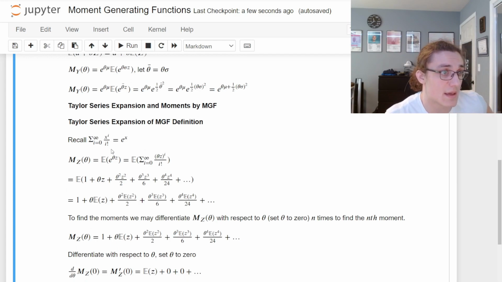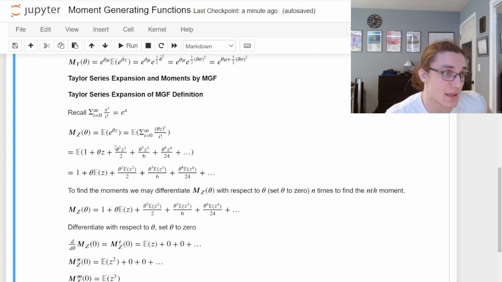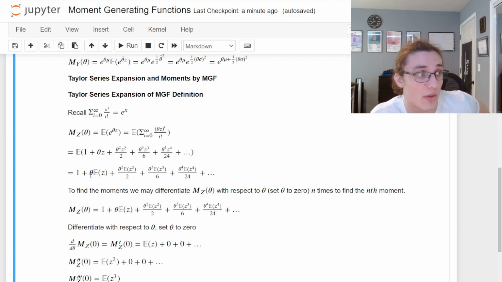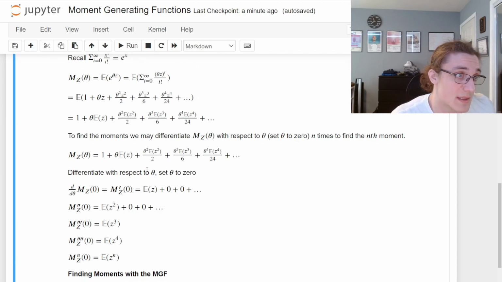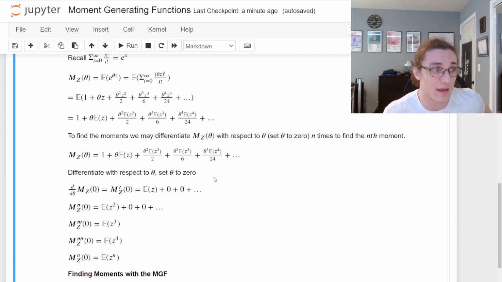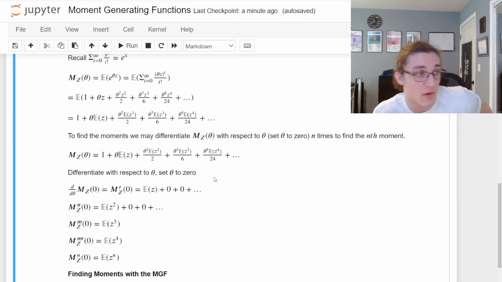Then we talked about the Taylor series expansion for the exponential function e to the x. That is, this infinite series is equal to e to the x. If we substitute that in for the definition of our moment generating function, we see that through the linearity of expectation, if we differentiate the moment generating function with respect to theta, set theta equal to 0, then we are going to be able to find all of the statistical moments. So this is sort of like a chicken and an egg thing. If you have the moment generating function, then you're going to be able to find all the statistical moments.